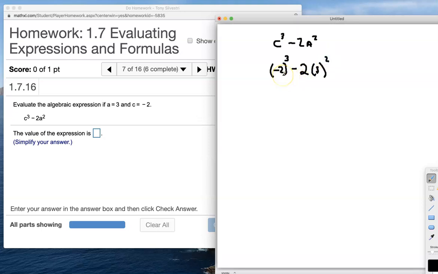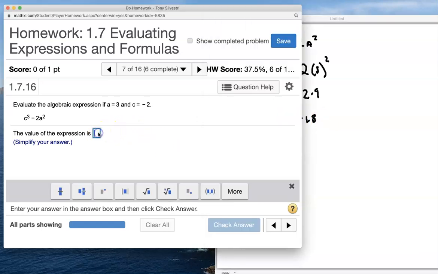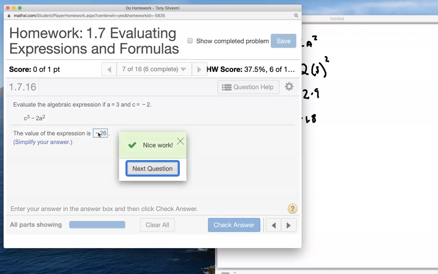Powers first. The negative 2 is inside the parentheses for sure. Negative 2 times negative 2 times negative 2 is negative 8. Minus 2 times 9, 3 squared. Do the multiplications next. Negative 8 minus 18 is negative 26. Enter, enter. Nice work.